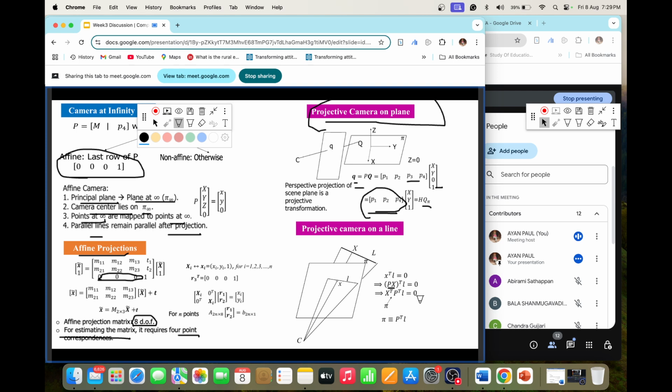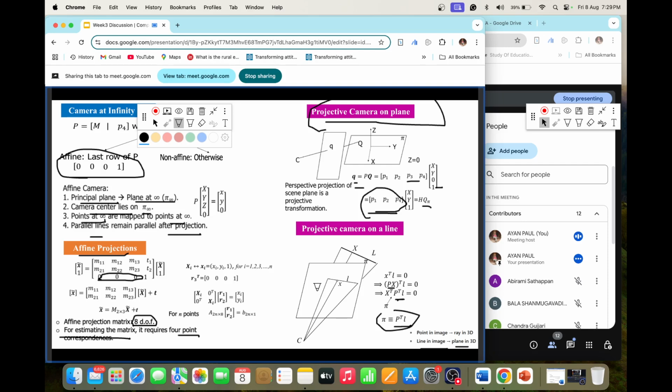Now if you just expand this, it will be equal to x transpose P transpose into l. Now this P transpose l is nothing but your plane. So what does this signify? Whenever we are talking about a line in an image, it is actually a plane in 3D. Okay, this is what it signifies.